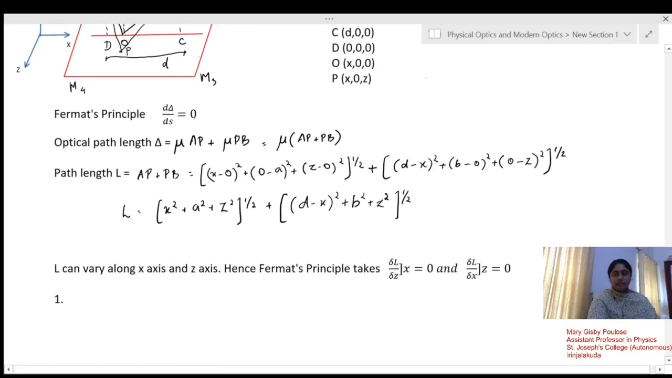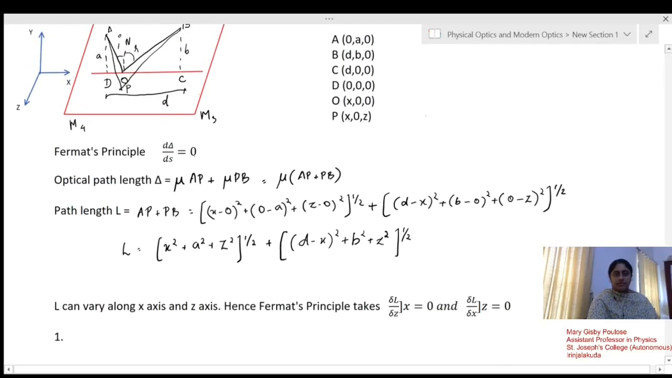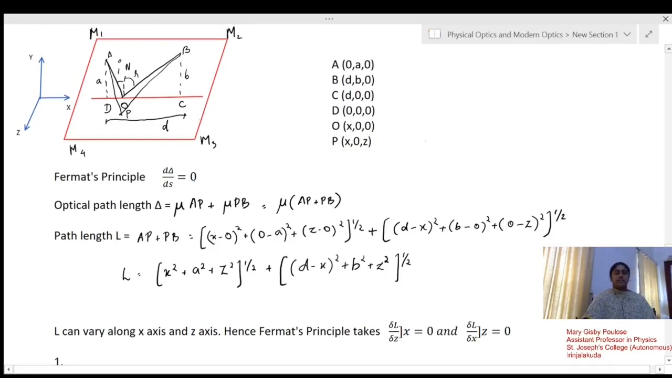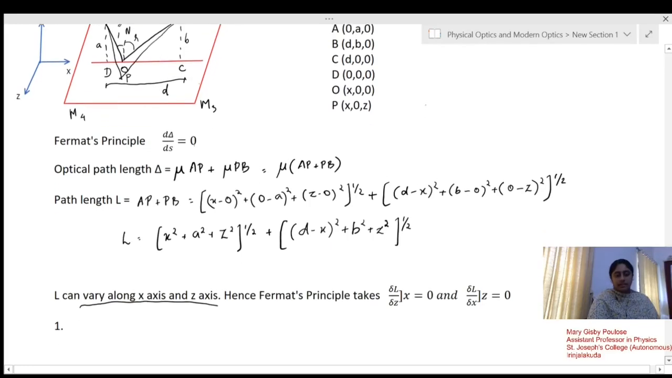Okay. Now, understand that the path length L can vary along any point on the plane M1, M2, M3, M4. Hence, L can vary along the x-axis and z-axis. So, Fermat's principle takes partial derivatives. We need to vary it along both x and z.